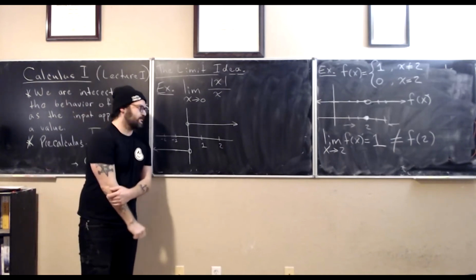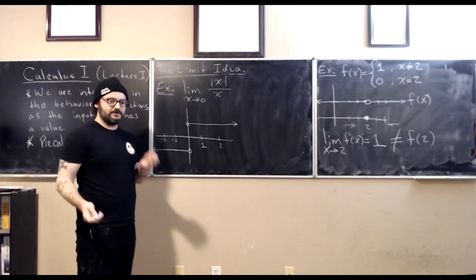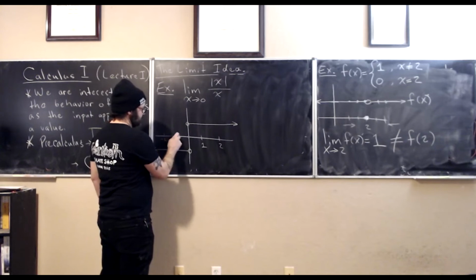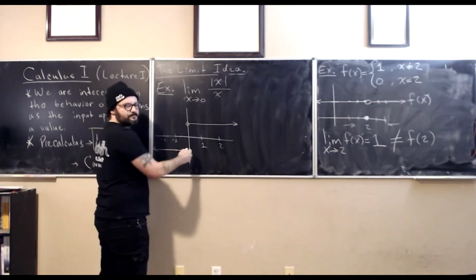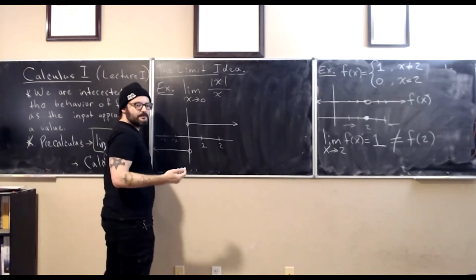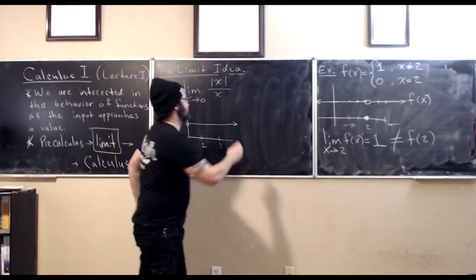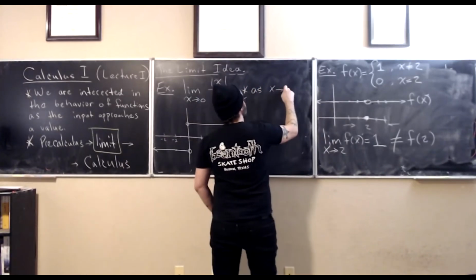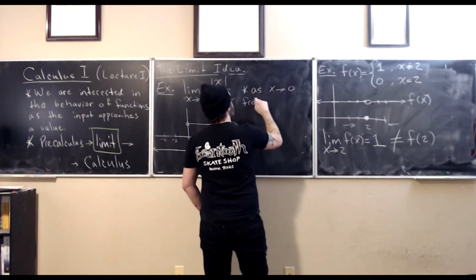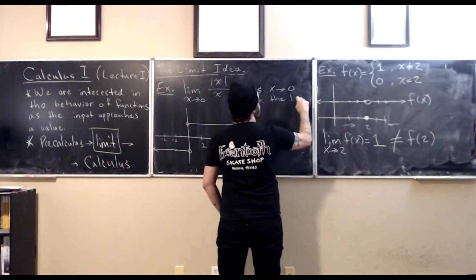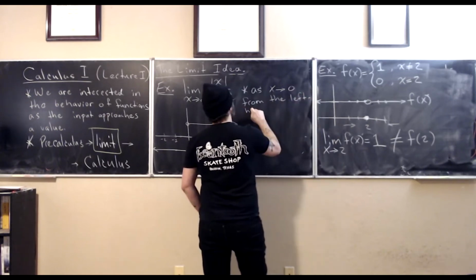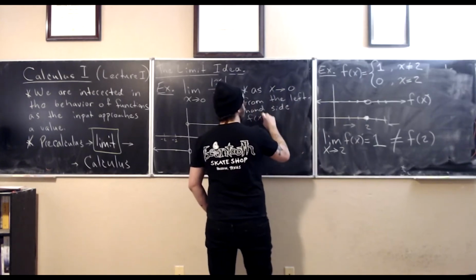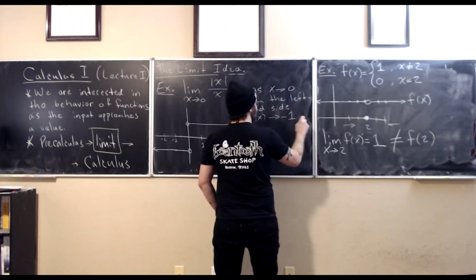So looking from the graph, what can we say? As x is going this way, where's the function value always at? It's at -1, right? So I'll just make note of that. As x goes to 0 from the left-hand side, it appears that f of x is going towards -1.